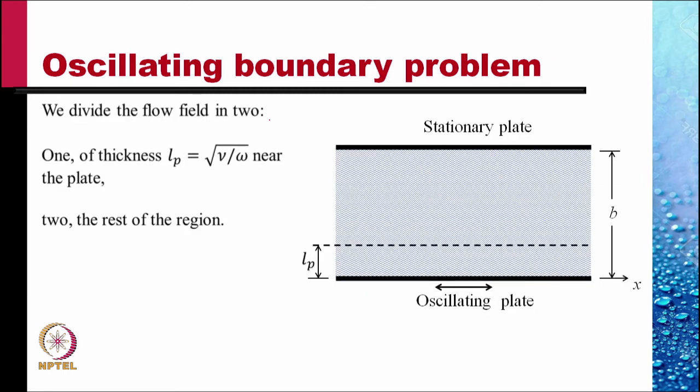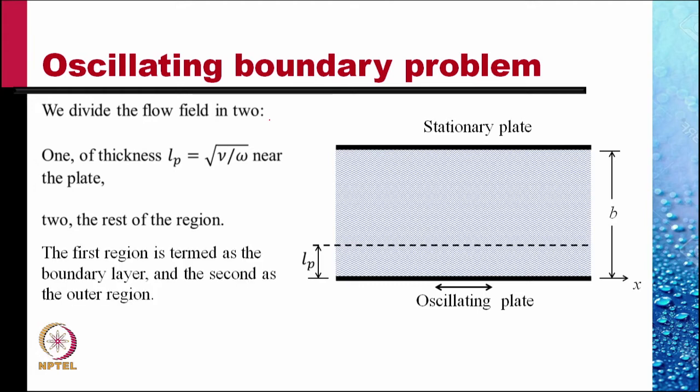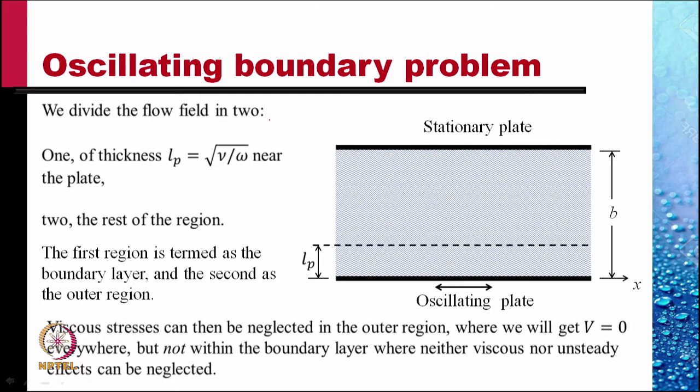And so, we divide the flow field into two regions. One of thickness Lp, under root nu by omega, near the plate, and the rest of the region as the second region. The first region is termed the boundary layer and the second region the outer region. Viscous stresses can then be neglected in the outer region, as we have shown in the last slide, where we will get V equal to 0 everywhere as a solution, but they cannot be neglected within the boundary layer, where neither viscous nor unsteady effects can be neglected.